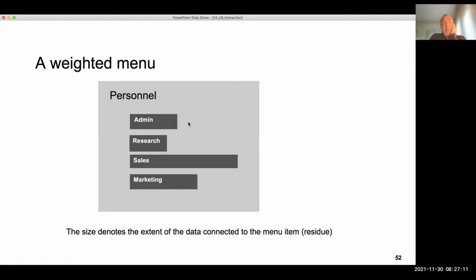Employees are split in different categories for marketing, sales, research, administration, whatever. And clicking on here, you get all the people in administration, on the research, and so on. This bar length gives you the idea of the residue. How many people are here? You can perceive quickly that the sales and marketing are dominating the story, and the research people are in the last position as usual, and administration are in the middle. Very simple idea. Why not use it?